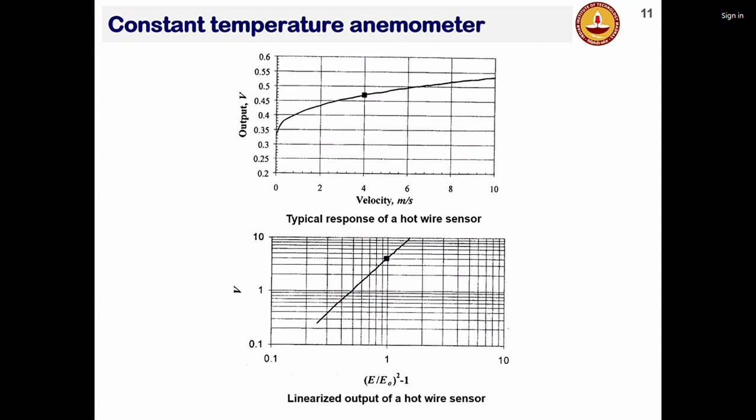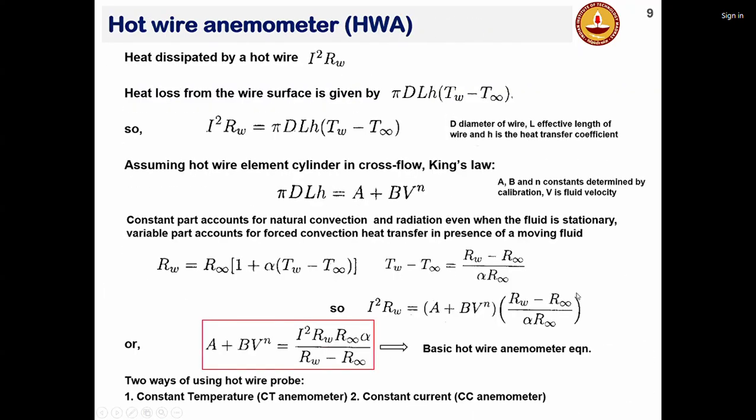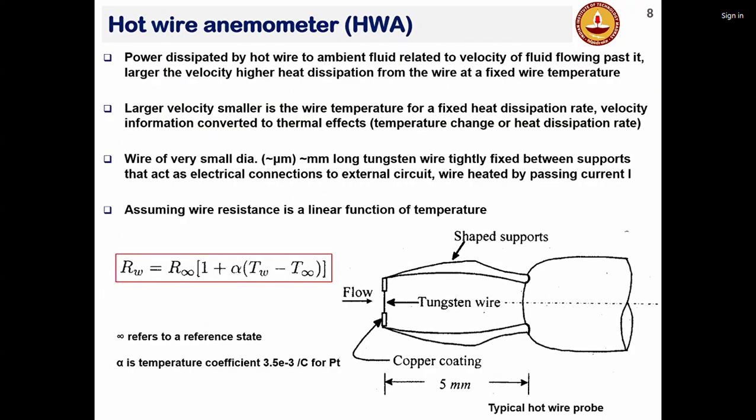Does anyone have any question on this lecture? Sir, for this hot wire anemometer, if we are measuring the flow or velocity of hot gases itself, how does this relate in that case? If the input flow itself is at a higher temperature?